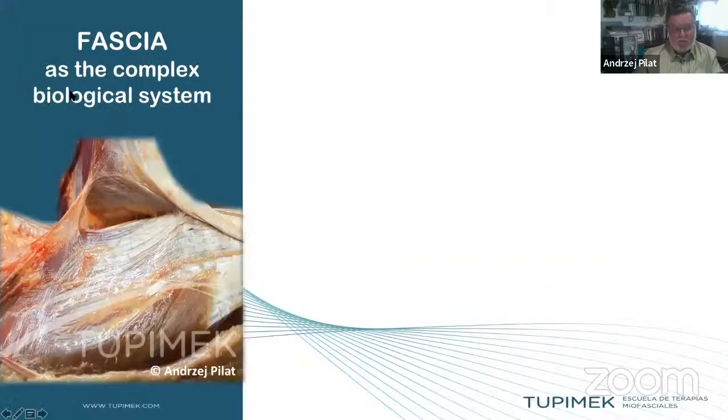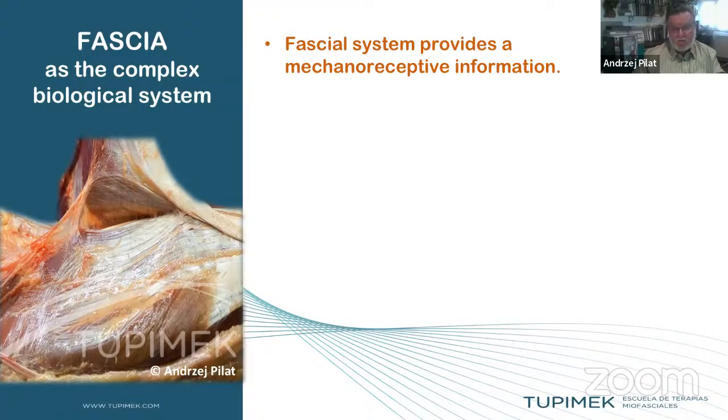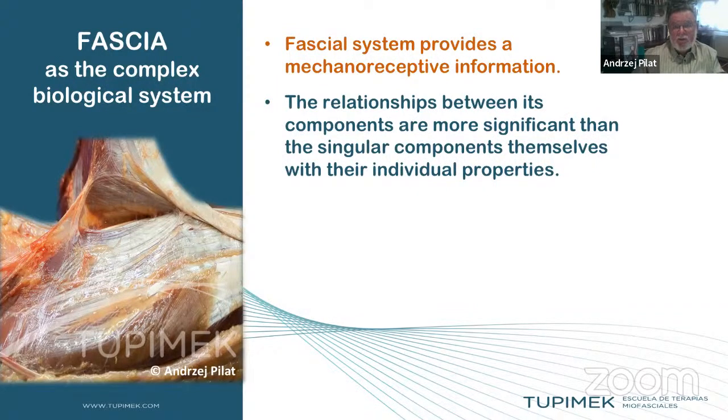This is the fascia complex. Today we have the definition not only of fascia, but rather the fascial system. This is the posterior aspect of the leg. Observe the collagen structures. They share the continuity between all muscles. No, I do not have fascia only for one gastrocnemius. The fascia from one continues to the other one. So the fascial system provides mechanoreceptive information, as there are a lot of receptors inside the fascia. The relationships between its components are more significant than the singular components themselves with their individual properties.